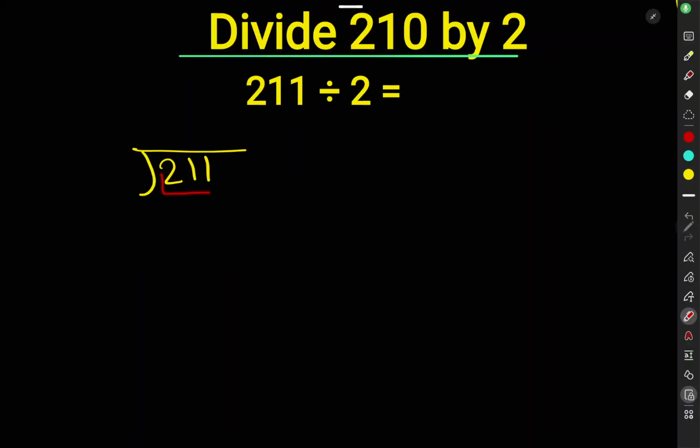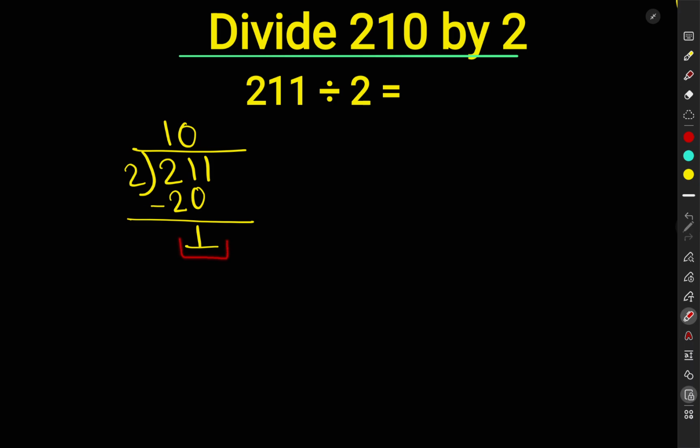Here we divide 211 by 2 in a long division method. So 2 times 10 means 20. On subtracting we get 1.